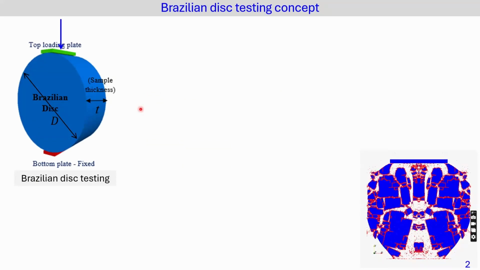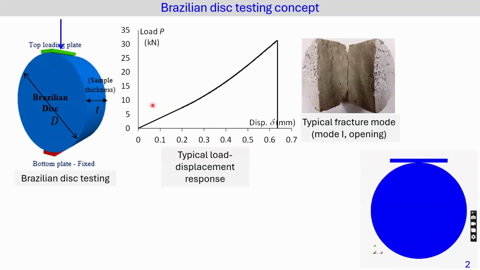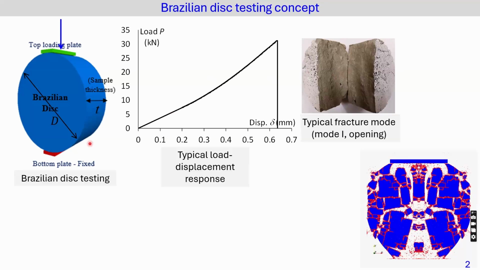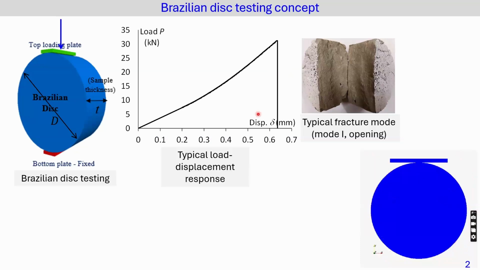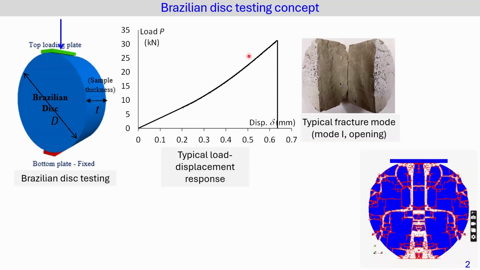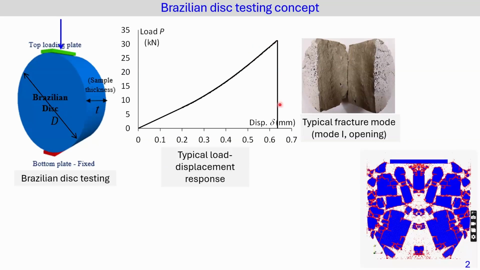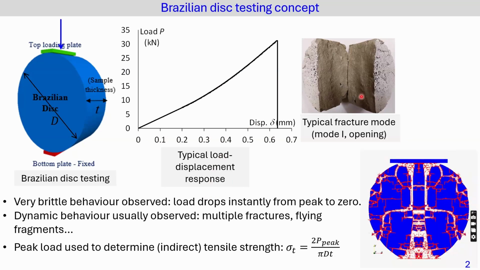This test is conducted by applying compression to the disc specimen and generating tensile stresses across the vertical diametric cross-section, and the increasing load eventually causes abrupt failure of the specimen. Based on a typical load displacement response, a really brittle behavior was observed, reaching the peak value and then suddenly dropping to zero. This fracture mode is demonstrated as Mode I, the opening mode, as shown in the figure.